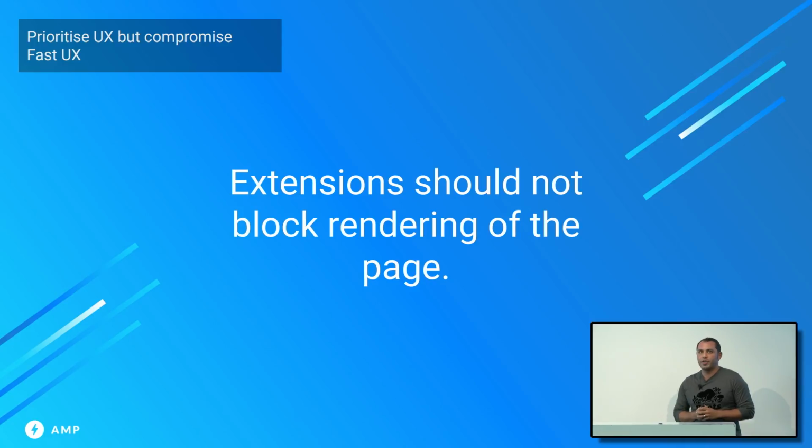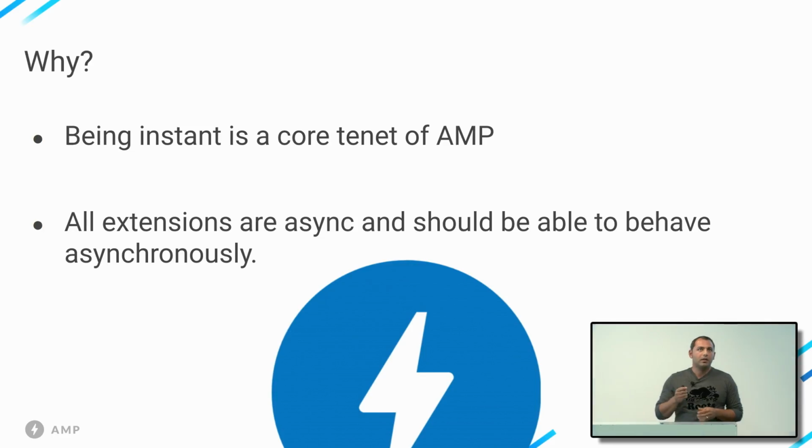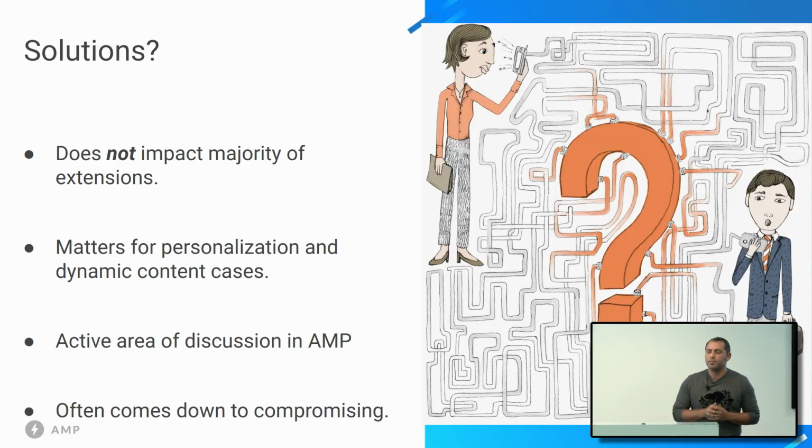Extensions should not block rendering of the page. Now, this one is also somewhat obvious because AMP wants to be instant. So the main content of the page needs to be rendered immediately. And as you have noticed, all the scripts in AMP are async anyway. So extension JavaScript is async, and therefore it should behave in an async way.